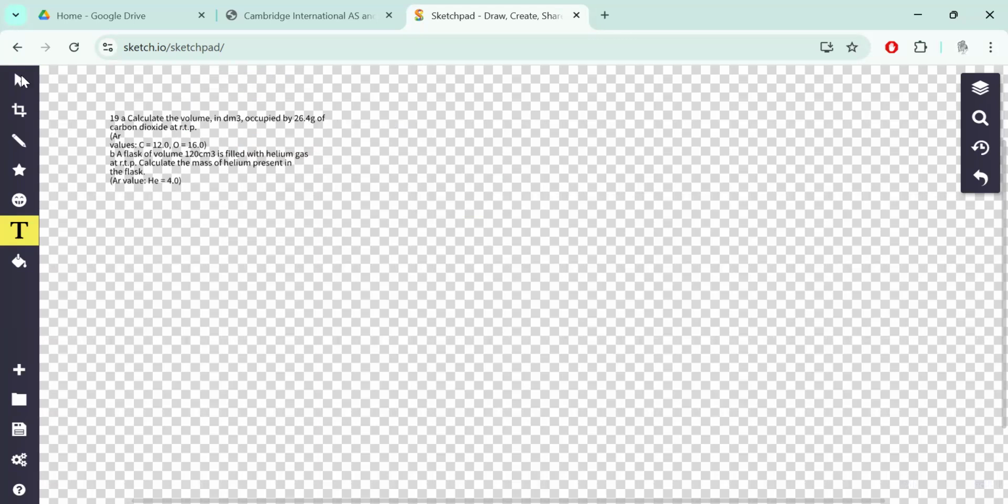Okay, so for question 19, there are two parts. There's the A part, which is: calculate the volume in dm³ occupied by 26.4 grams of carbon dioxide at room temperature. So we are asked to calculate the volume. First of all, I'm going to identify what we know from this: the Ar values and the mass of carbon dioxide.